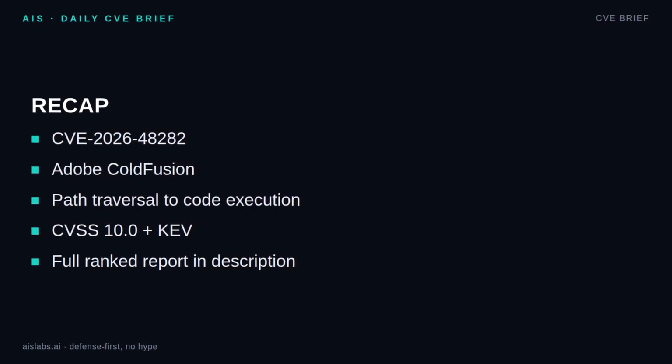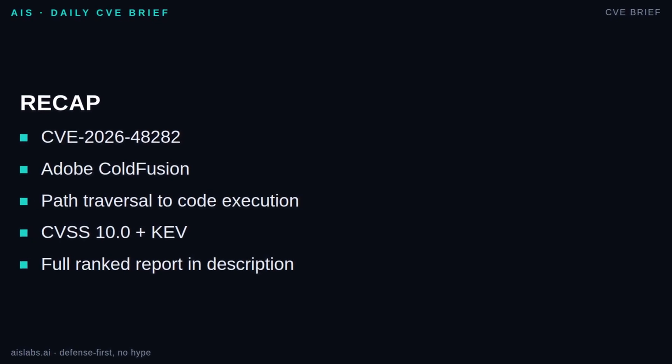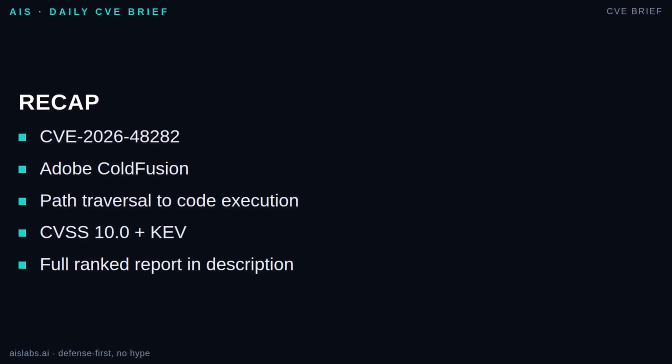Quick recap. CVE-2026-48282 is a critical Adobe ColdFusion path traversal vulnerability, tracked as CWE-22. The official description says it can lead to arbitrary code execution in the context of the current user, does not require user interaction, and has changed scope. The score is a perfect 10.0, and the CISA KEV listing means defenders should treat this as active priority work, not backlog cleanup. Confirm affected versions against Adobe's advisory, patch quickly, restrict reachability, reduce service privileges, and monitor for abnormal ColdFusion requests and host behavior.